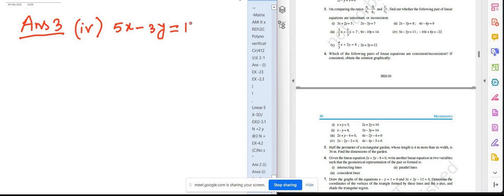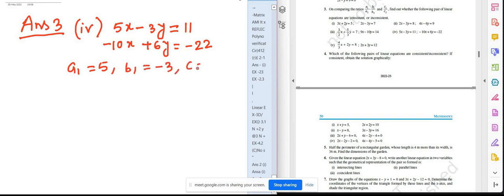Now question number 3, one more I am doing, the fourth one. Answer 3, fourth one: 5x minus 3y equals 11, and minus 10x plus 6y equals minus 22. So A1 equals 5, B1 equals minus 3, C1 equals 11, A2 equals minus 10, B2 equals 6 and C2 equals minus 22.